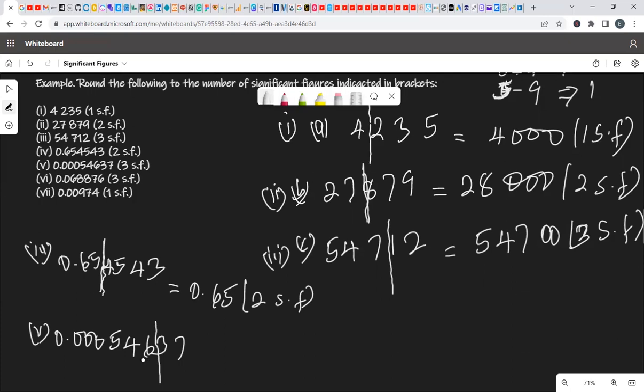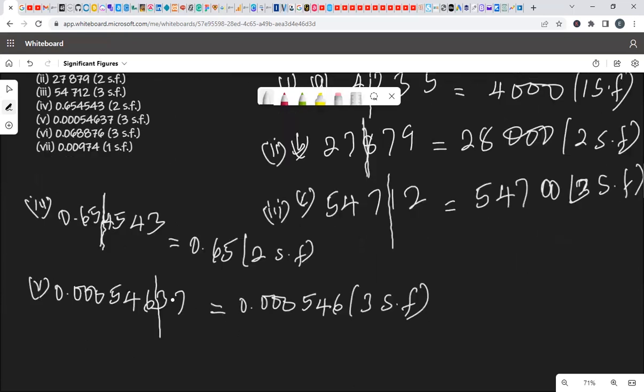The next digit to this is 3. 3 rounds to 0. 0 plus 6 is still 6. So this number to three significant figures is 0.123. This first 0 here, they are not significant. And 5, 4, 6, 2, 3 significant figures. That is question 5. And let's move on to question 6.